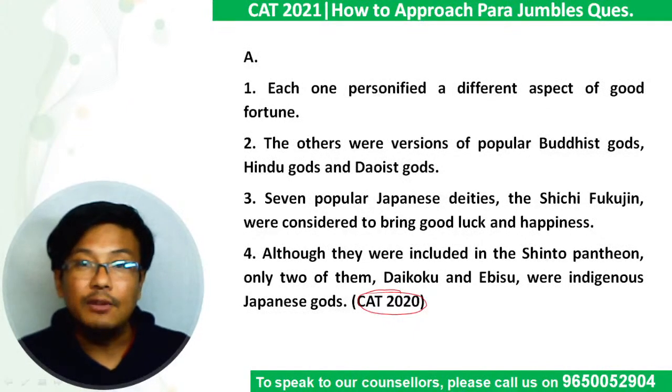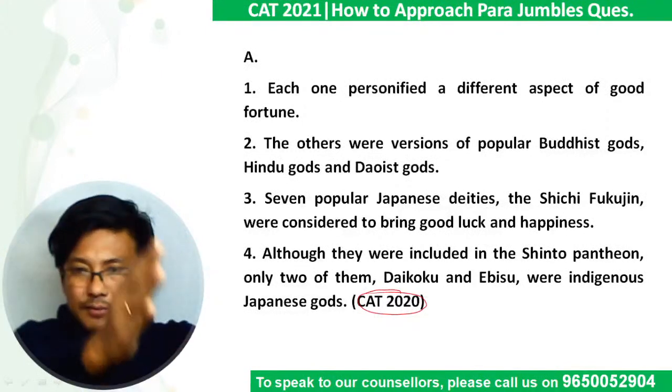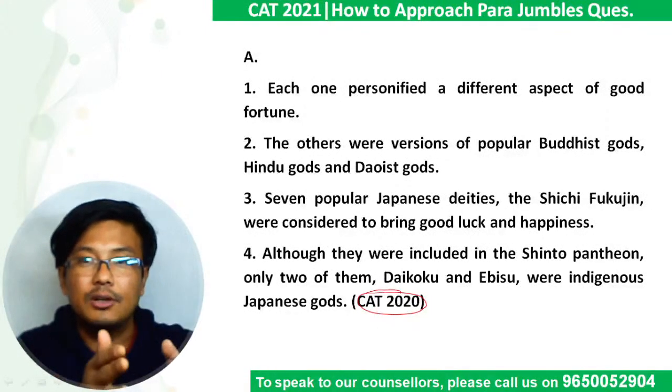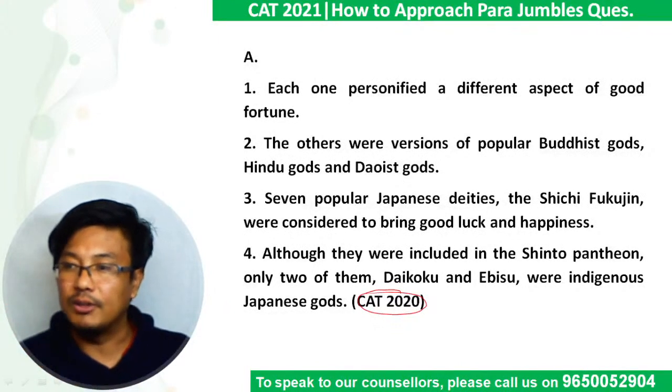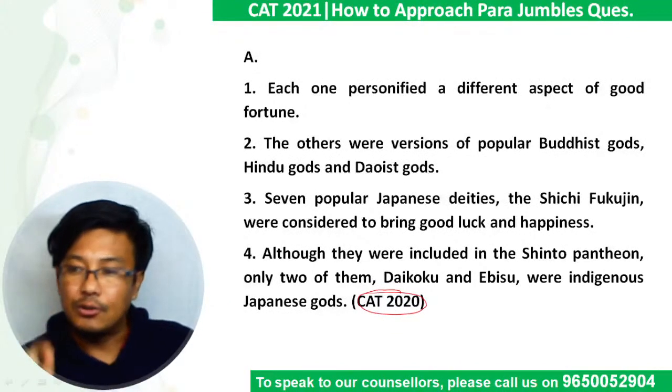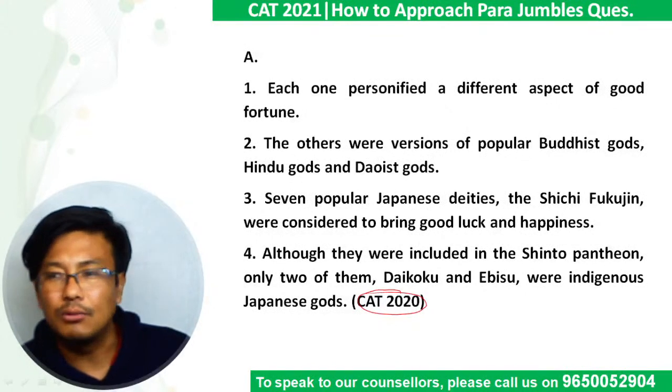Now, where do you begin from? I have already discussed the approach with you. First, read all the 4 sentences. Look for links between individual sentences. First, find the link which you are most confident of, which you're sure of. Then try to put the other 2 sentences around it. I hope it is clear. CAT 2020, take some time, solve it. You should be able to do this in around 2-3 minutes.